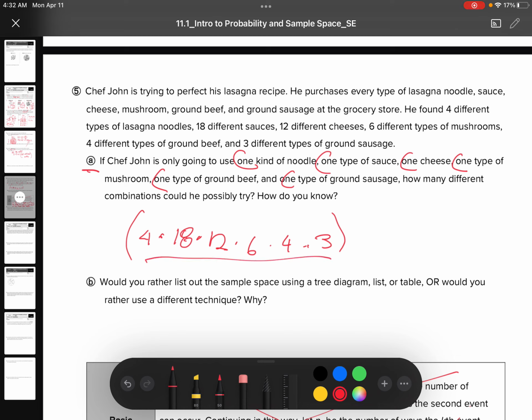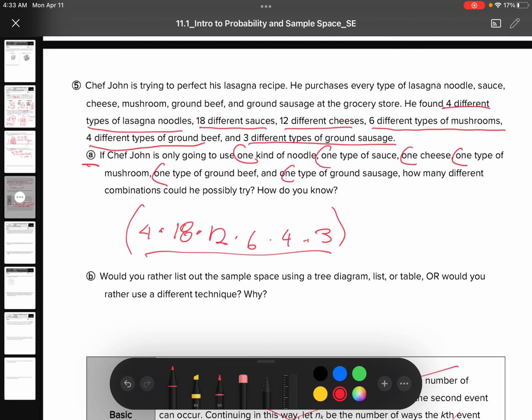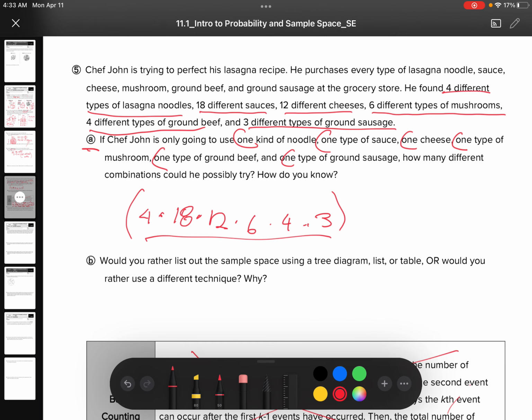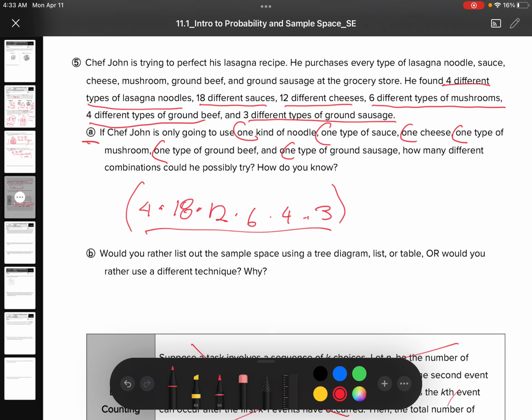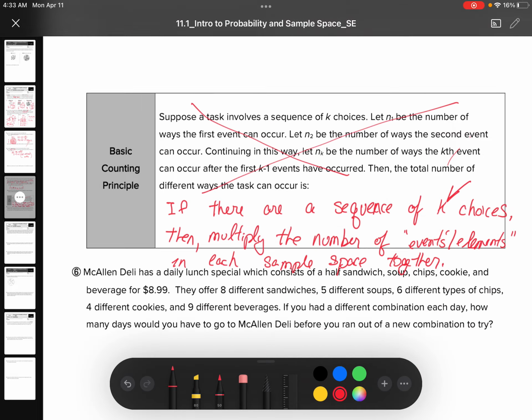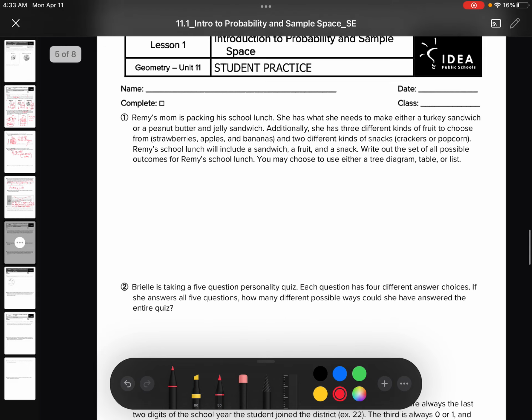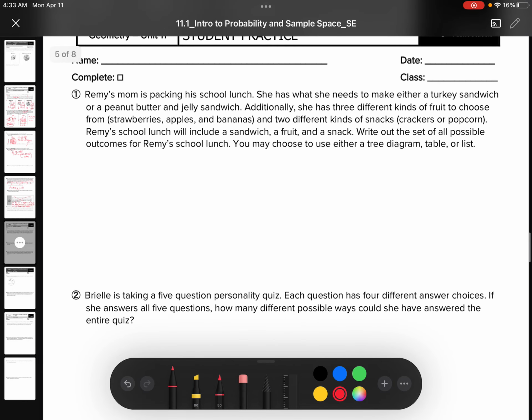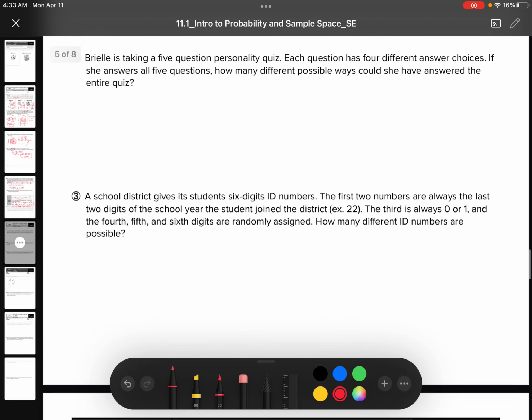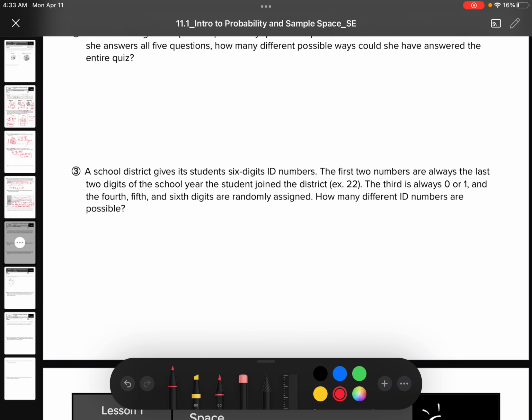Where did I get these numbers? 4 different types of lasagna, 18 different sauces, 12 different cheeses, 6 different types of mushrooms, 4 different types of ground beef, and 3 different types of ground sausage. They will generally give you the number of elements in each sample space. That's it. That's all you have to do. Simple. Please do this practice. Should be pretty easy. All right, you guys are good.